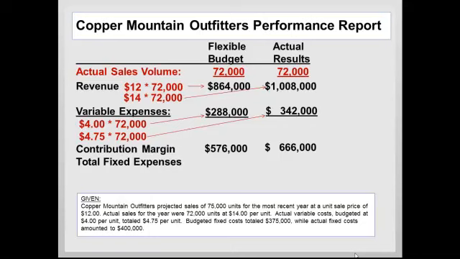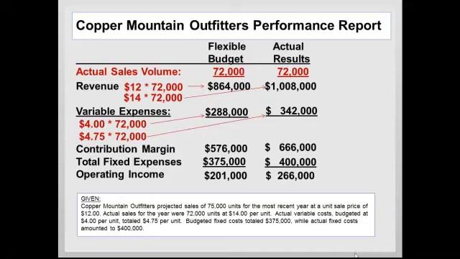Next, we subtract fixed expenses, and we thought that fixed costs would be $375,000, but they actually came in to be $400,000. So operating income on the flexible budget says that at a volume of 72,000 units, income should have been $201,000. It actually came in at $266,000. So we'll have a variance column that explains why income was $65,000 higher than we had planned for it to be based on the flexible budget.